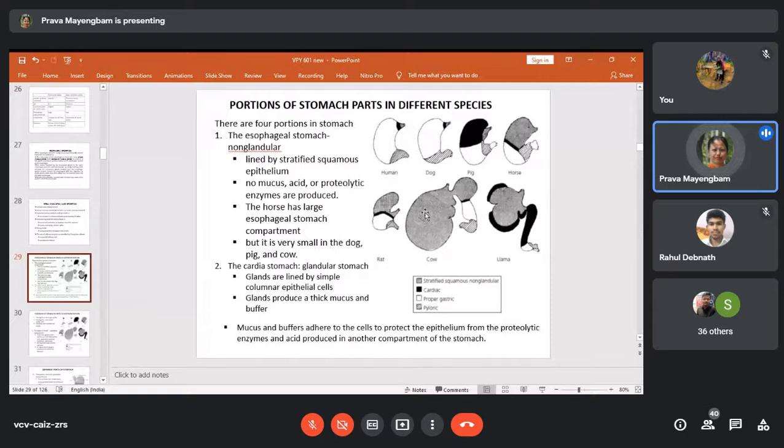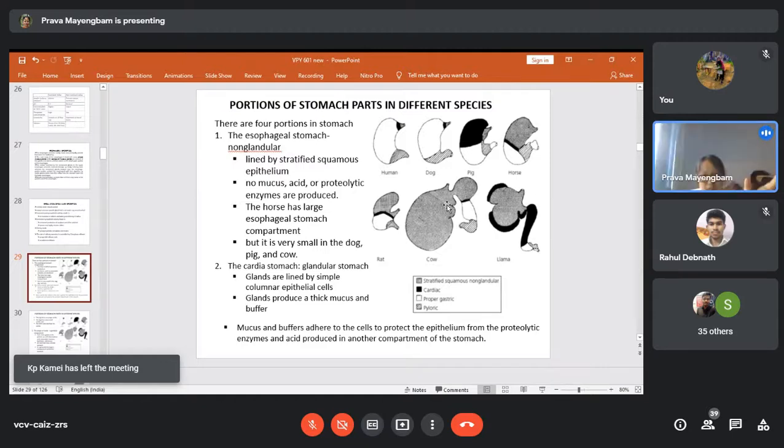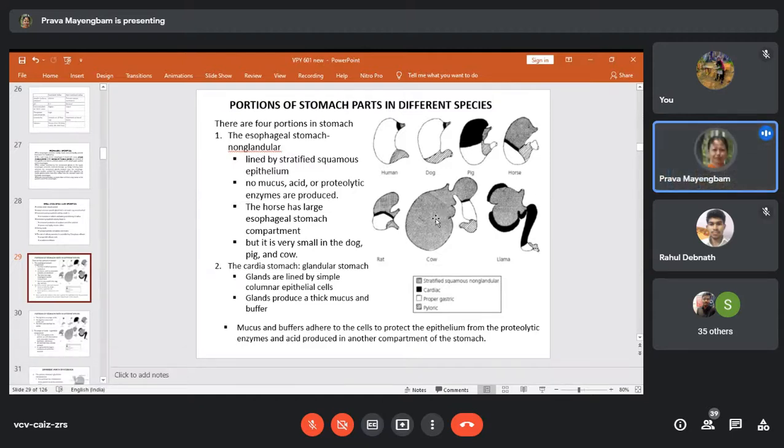Okay, and these portions do not have any glandular secretion. They do not play any role in the secretion of any substance. So there is no gland present in this esophageal portion of the stomach. The esophageal portion is more prominent in the horse. So there is no mucus, no acid, no proteolytic enzyme produced in this portion.